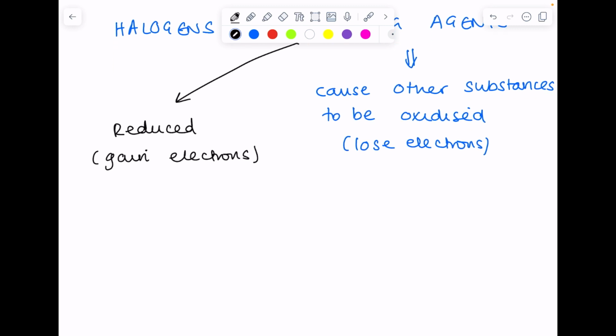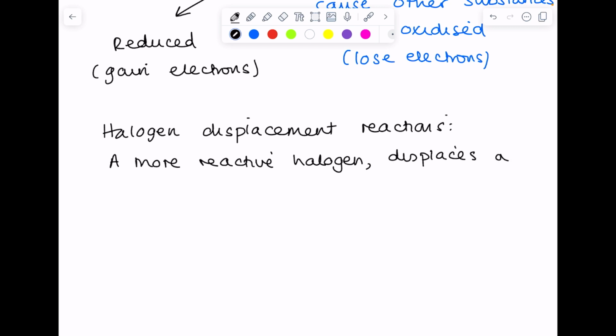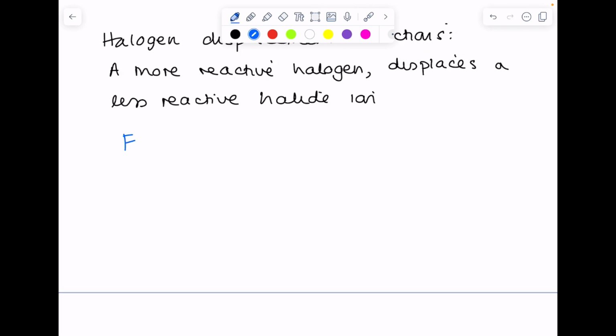Now, just to recap a little bit, remember halogen displacement reactions from IGCSE and GCSE, because this is tightly linked. At GCSE, you learnt that a more reactive halogen displaces a less reactive halogen, or halide ion, really. So just remember, fluorine is the most reactive halogen, and then as you descend the group, the elements become less reactive.